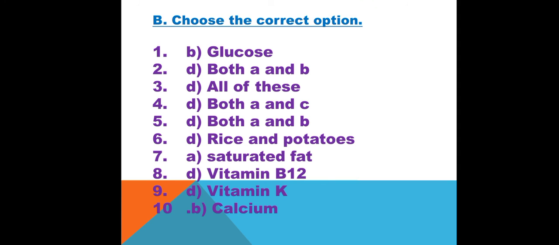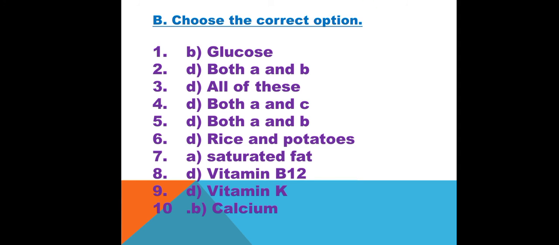Then take page number 34. Deficiency of this vitamin causes anemia. Deficiency of vitamin B12 causes anemia. Deficiency of which mineral causes anemia? Iron. Here, what is the question? Deficiency of this vitamin causes anemia. Option D, vitamin B12. Okay, ninth question. The function of which vitamin is to help blood clotting?